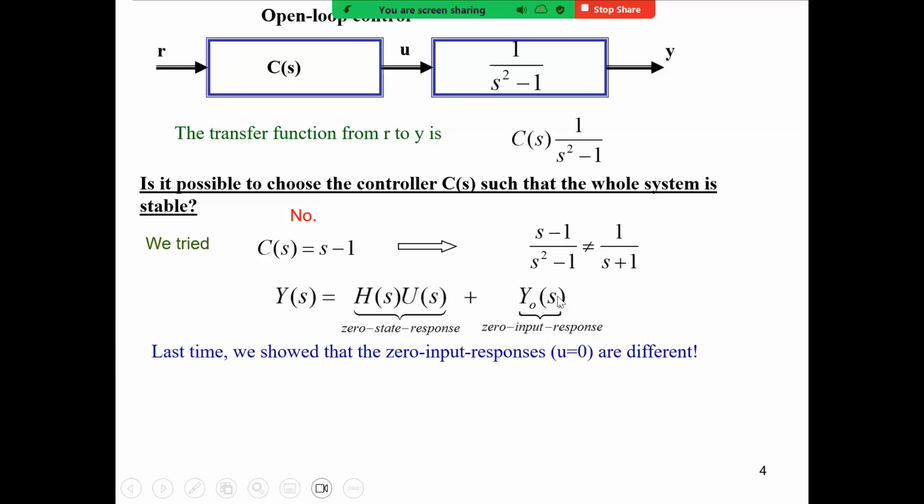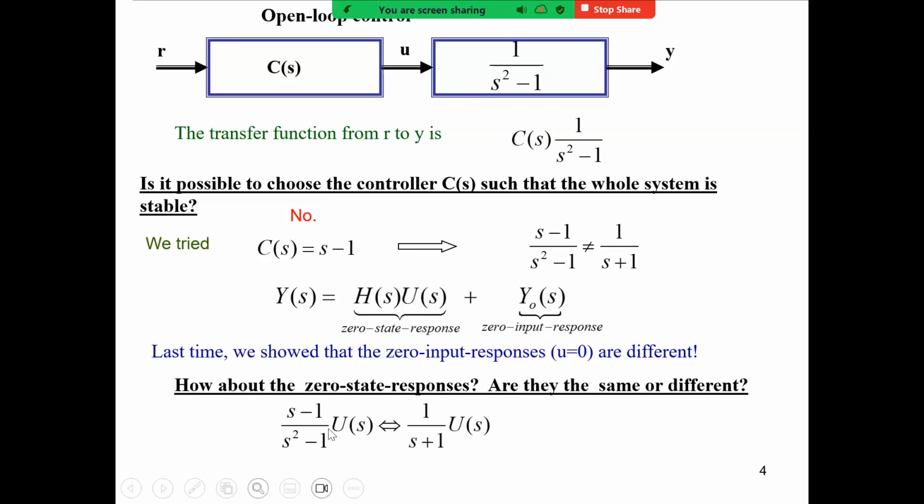So in that example, we computed the solution to those two differential equations where the input is 0, right? We showed that if there is no input, this term will be different from each other for those two transfer functions. We didn't show the first term. The first term is the response due to the input only. But now it's time for me to ask you this question: how about this term, the zero state response?